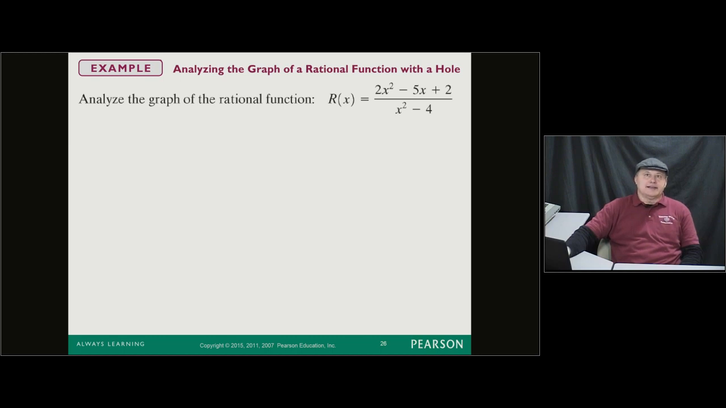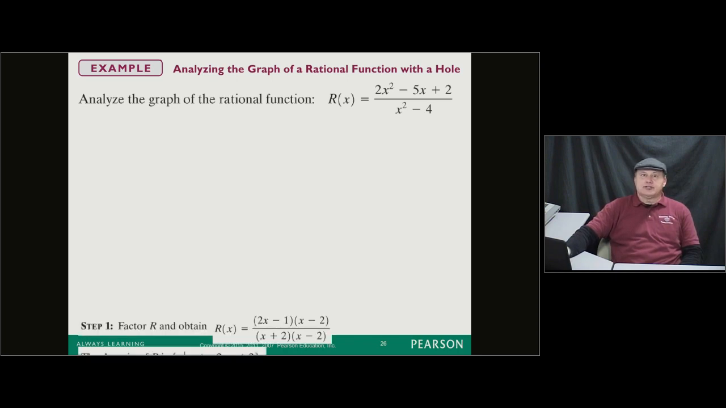And that's what he calls it. He says analyzing a graph of a rational function with a hole. Now that's being very informal. The real definition of what a hole is called is a removable discontinuity, and that's what this one really is. And so let's begin with this function.